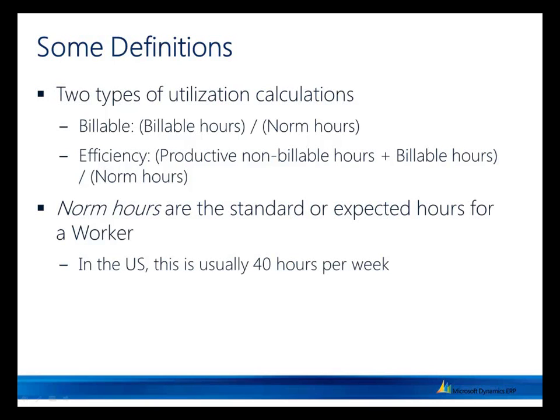The other half of the utilization equation is total time available. This is defined by a worker's norm hours. Someone who works a standard US work week would have 40 norm hours per week. You can customize the norm hours component of both the billable and efficiency utilization equations on a per worker basis.